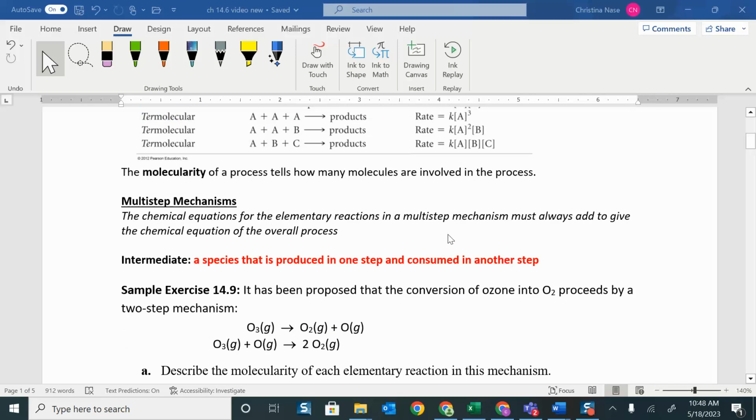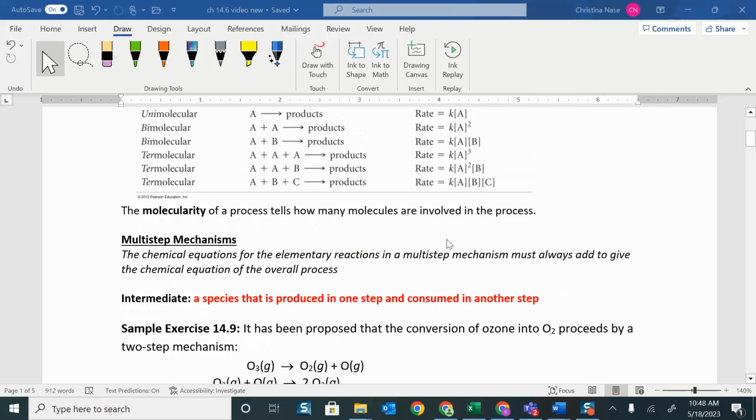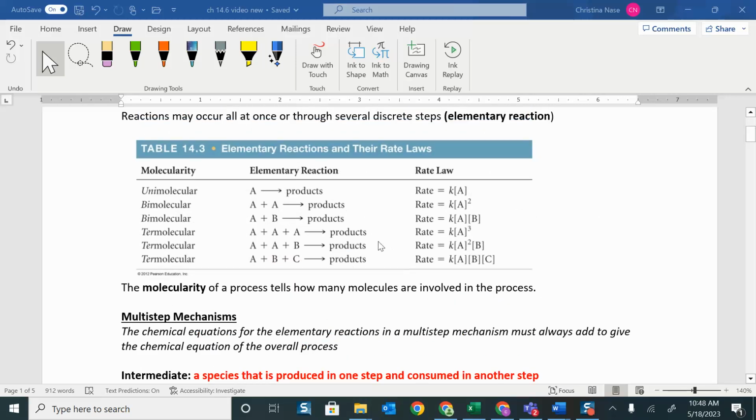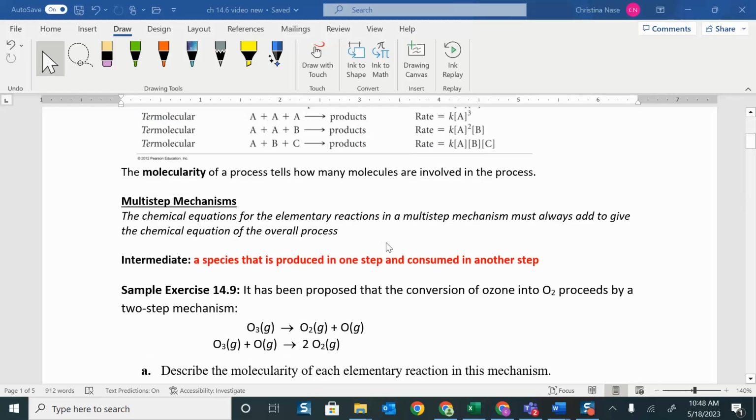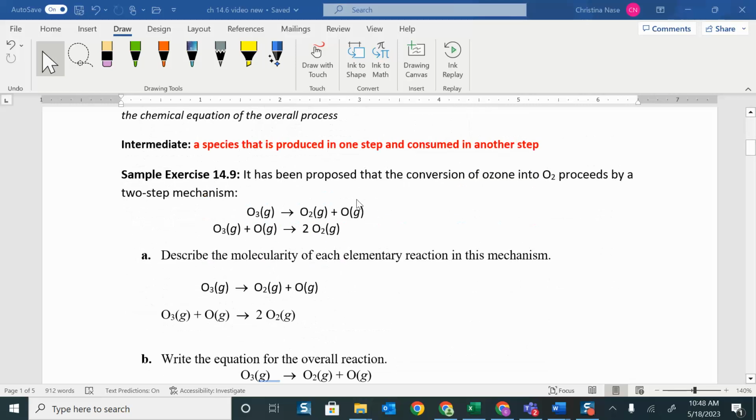Usually these are multi-step processes, and so we will look at adding up all of the elementary steps. That's going to give us the overall reaction. Sometimes you have an intermediate. An intermediate is something that's made in one step and used up in another step, so it's not going to appear in the overall reaction. It's the product of the first step and then the reactant in the second step. So let's do a couple examples of these problems.